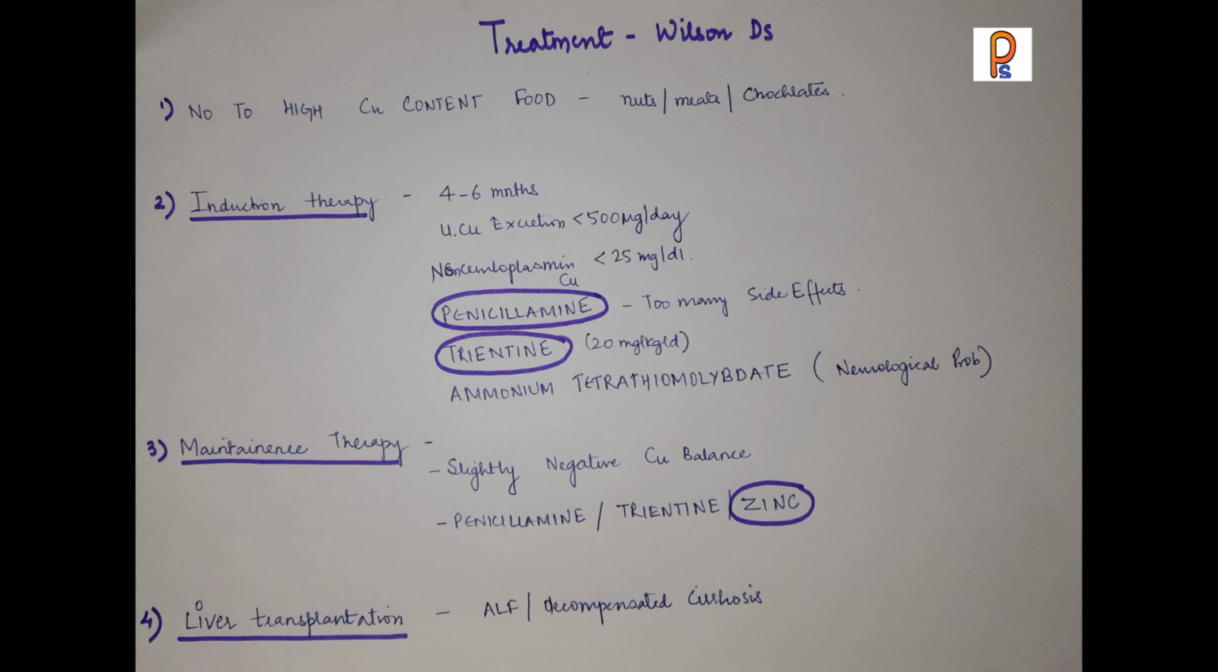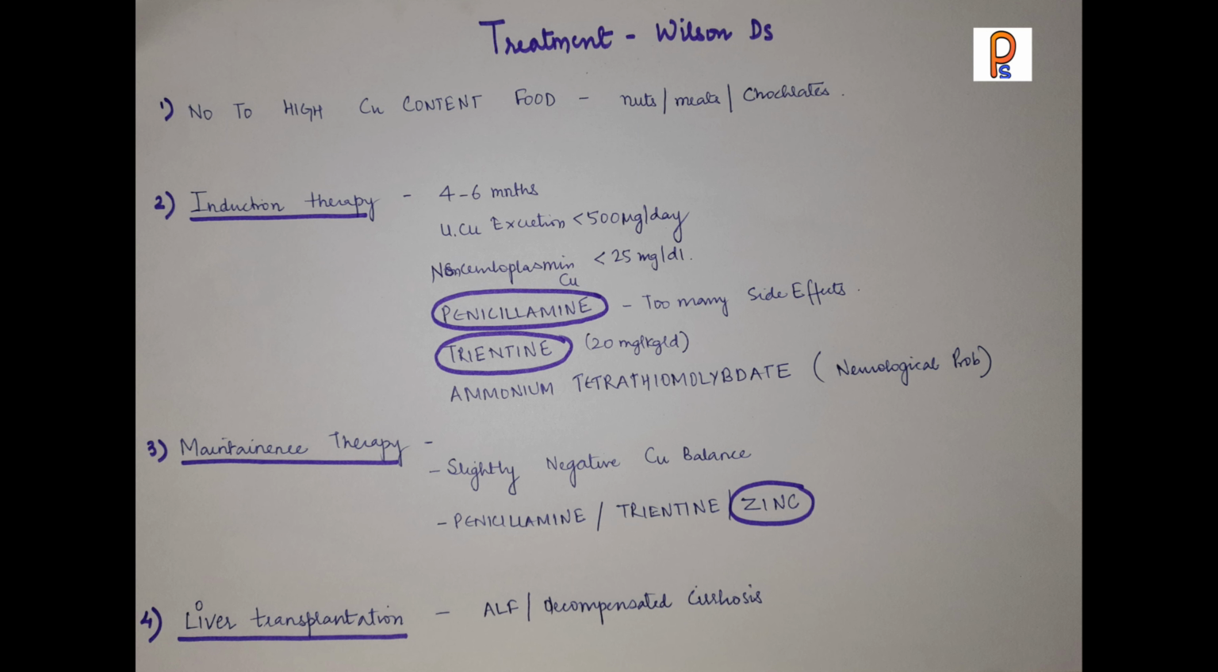Second thing we need is induction therapy. For induction therapy, we need aggressive copper drainage out of the body. So induction therapy is given for 4 to 6 months. It aims at reducing the copper to subtoxic levels. So we need to make sure that copper excretion is less than 500 microgram per day, and non-ceruloplasmin copper is less than 25 milligram per deciliter. Drugs used are penicillamine and trientine.